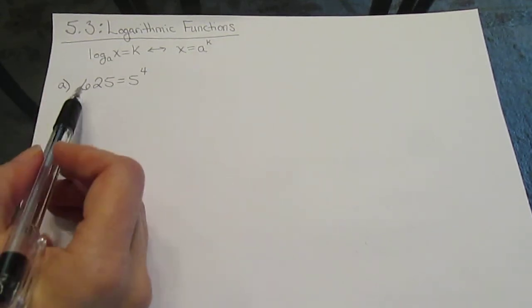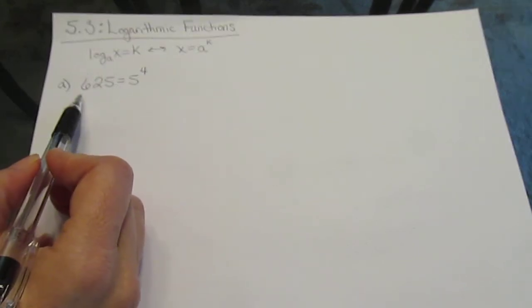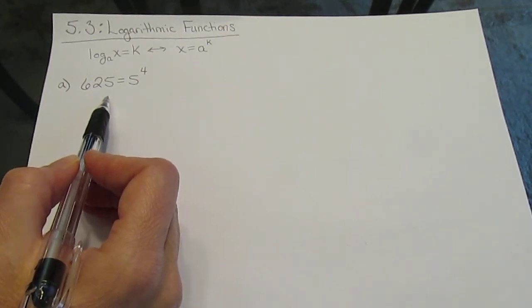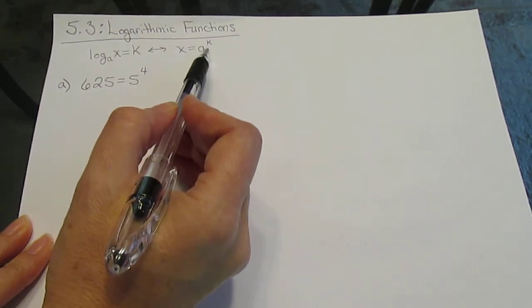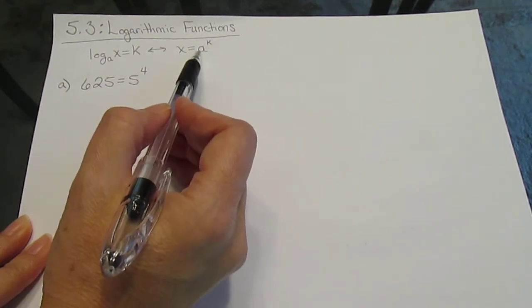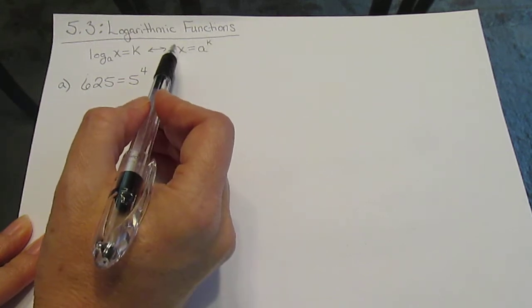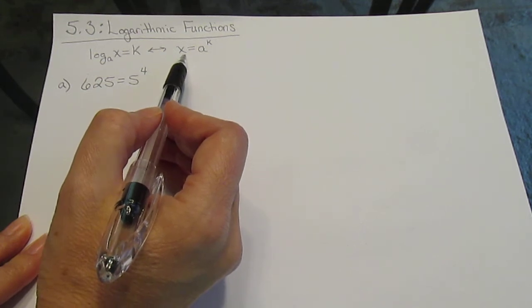So here in our first problem, they give it to us in exponential form and they want us to change it to logarithmic form. Well, first of all, label all the pieces. Until you get used to doing these types of problems, label the pieces, okay? Notice in exponential form, the number that's being taken to a power is a, the power is k, and the number that's by itself on one side is x.